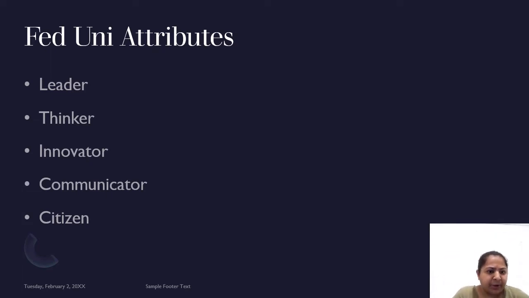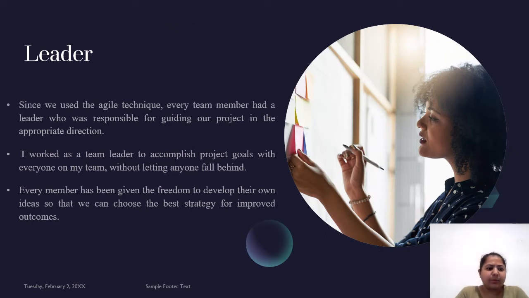Here are the FedUni attributes, which are leader, thinker, innovator, communicator, and citizen. First, I will start with leader. Since we used the agile technique, every team member had a leader who was responsible for guiding their team in a specific direction. Then I worked as a team leader to accomplish project goals with everyone on my team without leaving anyone behind. Every team member has been given the freedom to develop their own ideas so that we can choose the best strategy for our improved outcomes.